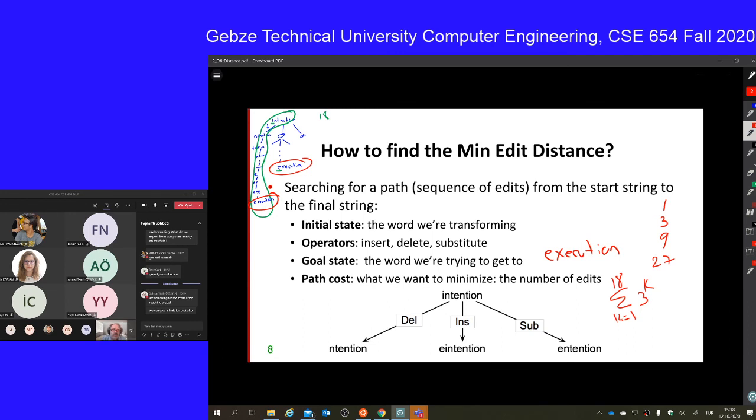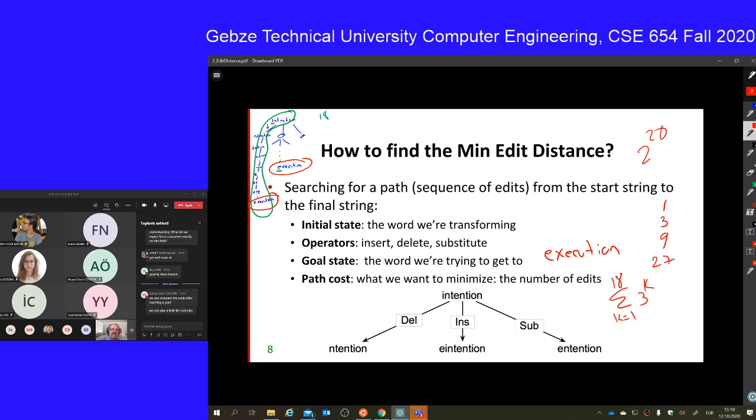So there are a total of this many nodes. How big is 3 to the 18? It's very, very big. I mean, 2 to the 20 is like mega numbers, millions. And 3 to the 18 is also in the millions. So just to find the minimum edit distance between two words, if I have to check millions of paths, that's not a good idea.